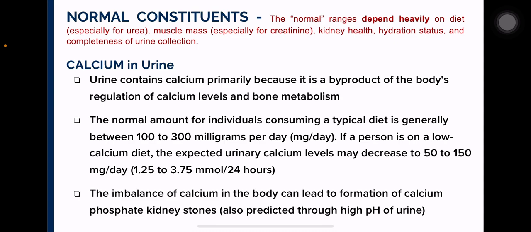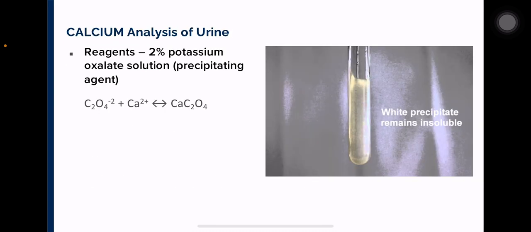Excess calcium can lead to calcium phosphate kidney stones, especially when urine pH is high. Testing relies on precipitation using potassium oxalate, forming calcium oxalate crystals, which you may also observe microscopically. For the reagent used in calcium, you can use 2% potassium oxalate solution, which is a precipitating agent. A positive result will show a white precipitate which remains insoluble.